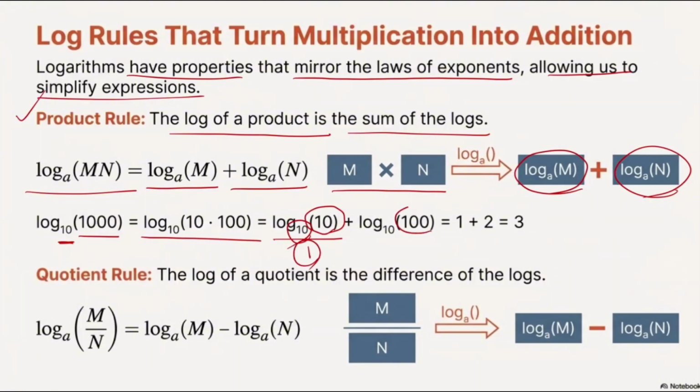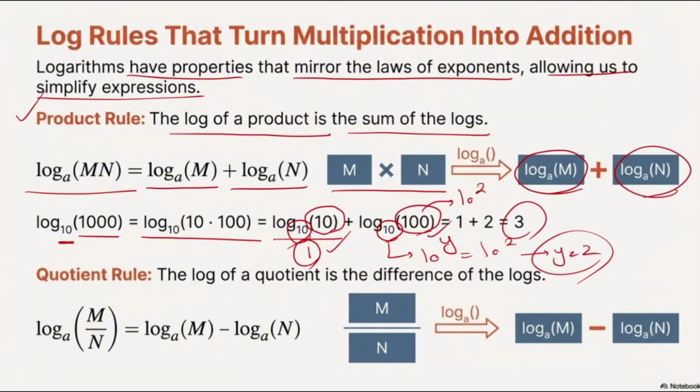Whenever you have the log of 100 with the base of 10, you can write 100 as 10 to the power of 2. So what is the number y such that 10 to the power of y is 10 to the power of 2? Your y is going to be 2 itself. I have 1, I have 2, and my answer is 3. To check that my answer is right, log of 1000 with a base of 10 is 3, so 10 to the power 3 is 1000, and I'm right.